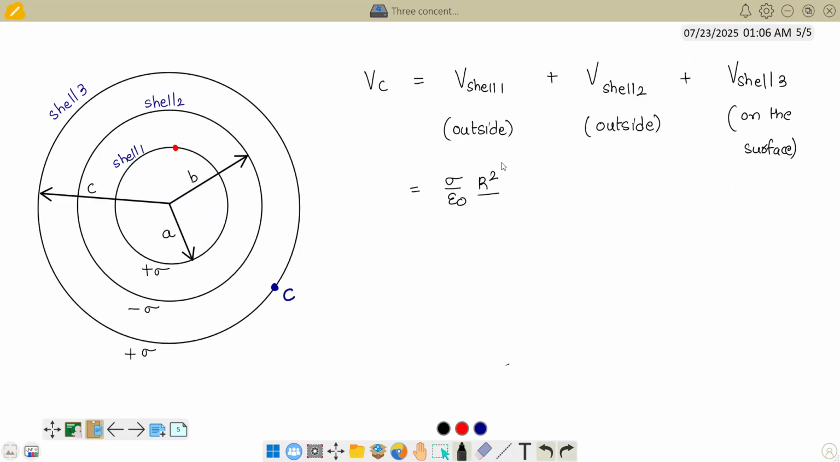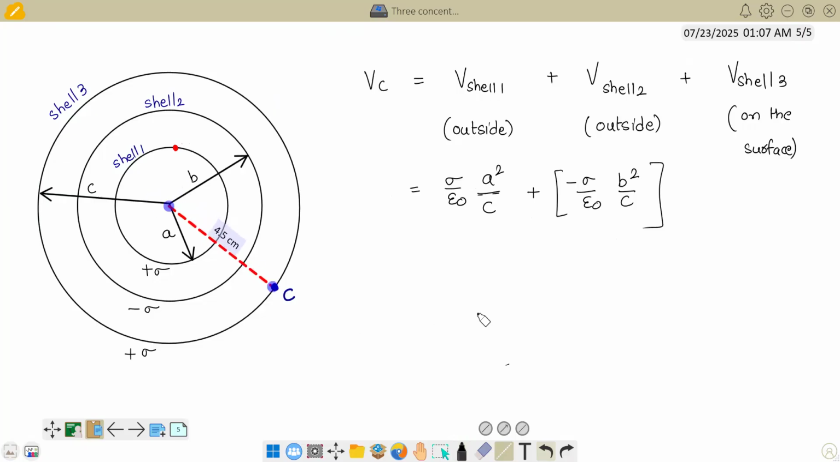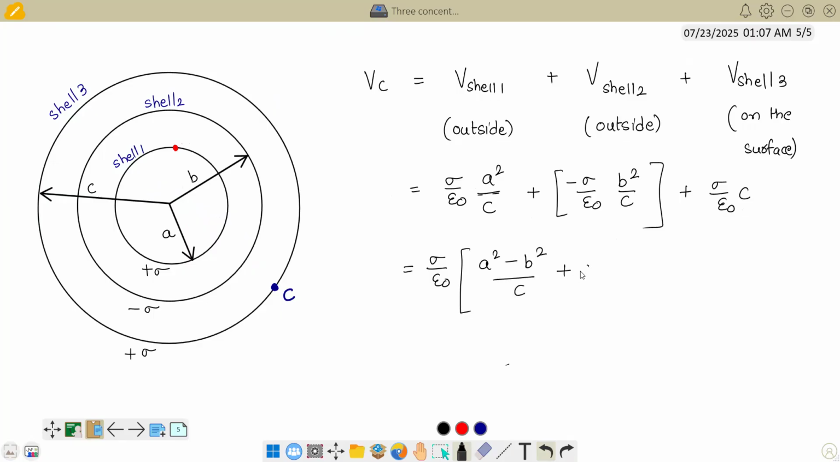This distance is c. So by c, R is nothing but a, so a square by c. Then plus, we have minus sigma by epsilon naught. Radius is b square, distance is c. For the shell 2 also, radius is b square, but what is the distance? This distance from the center is, for the shell 2 also, it is c only. The next one is sigma by epsilon naught into, this is on the surface, c. So if I get sigma by epsilon naught common, I'm getting a square minus b square by c plus c.